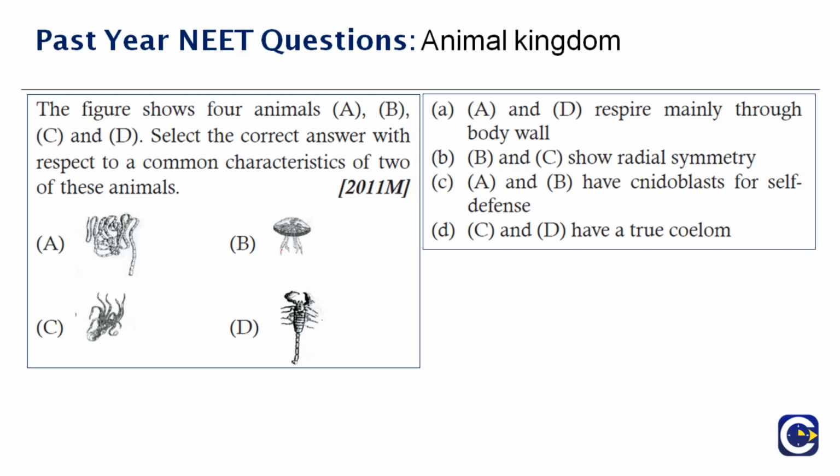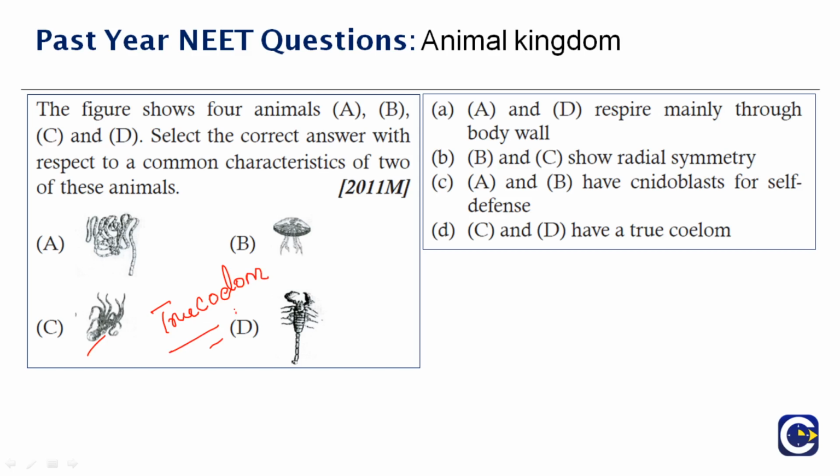C and D have a true coelom. Therefore, the correct answer to this question is C and D. Okay, C and D have a true coelom. From the Annelida to Chordata, all organisms are eucoelomate.